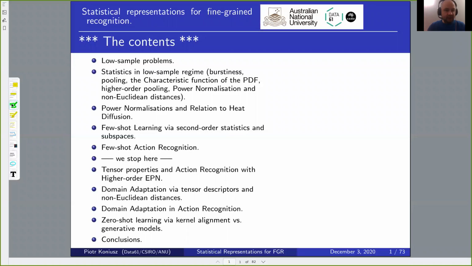Today I have quite a dense agenda. I'll talk about low sample problems that include fine-grained recognition. I'll talk about the statistics in a low sample regime. I'll talk about power normalizations and the relation to heat diffusion on graphs. So this is our recent work accepted to TIPAMI. I'm very excited. And finally, I'll talk about few-shot learning via second-order statistics and subspaces, few-shot action recognition. And we'll stop here today, probably because we will not have more time.